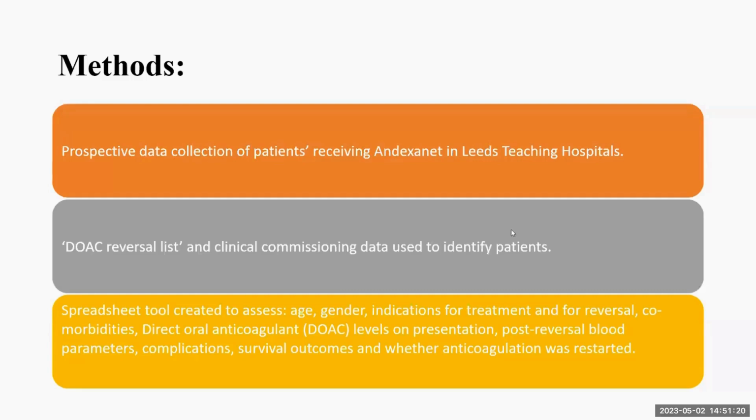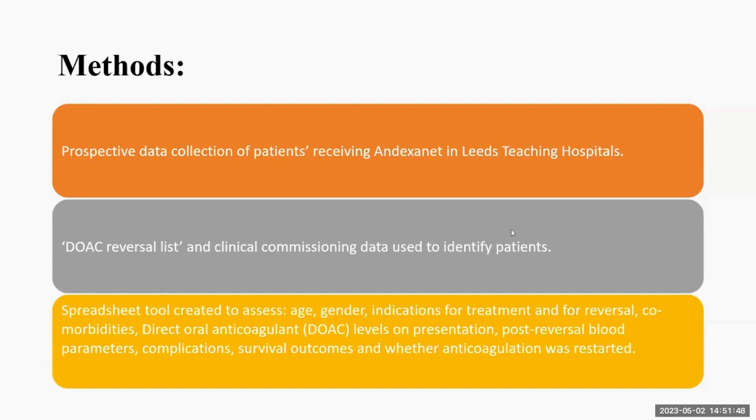So we prospectively collected data. At Leeds, we have PPM, which is an electronic health record. We can create a separate list of patients we've been contacted about to give advice on whether or not to reverse the DOAC. So we created a list of patients who were given reversal advice, whether they were given Andexanet or Octaplex. And then we used this list to select the patients that were given Andexanet.